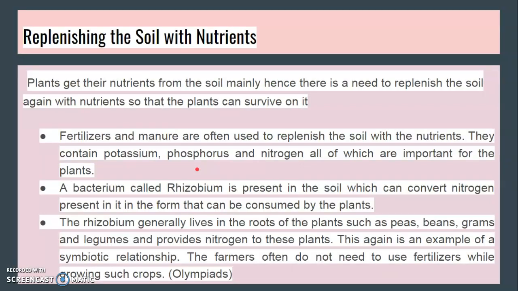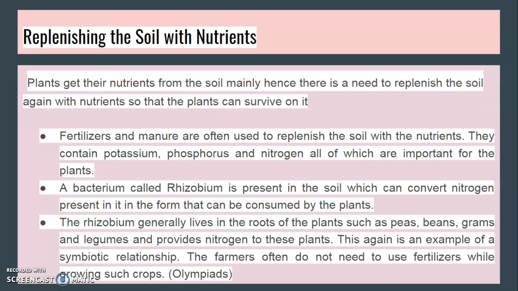Now let us learn about replenishing the soil with nutrients. Plants get their nutrients from the soil, so there is a need to replenish the soil with nutrients so that the plants can survive on it. Fertilizers and manures are used to replenish the soil with nutrients. They contain potassium, phosphorus and nitrogen, all of which are important for the plants.